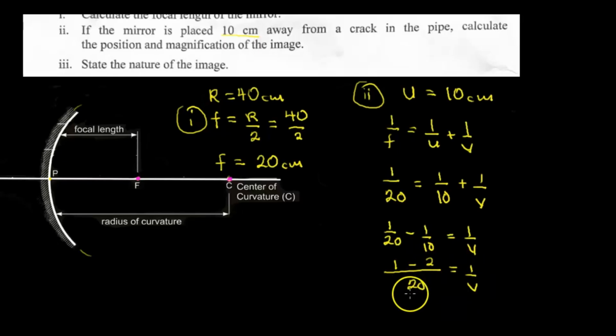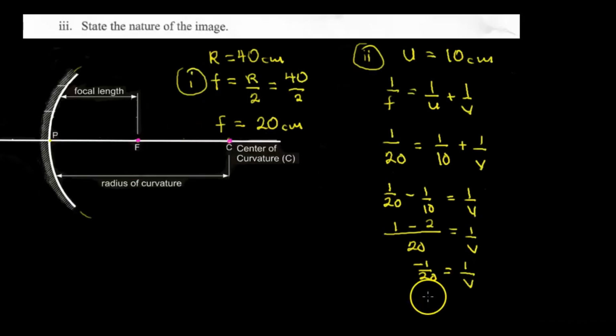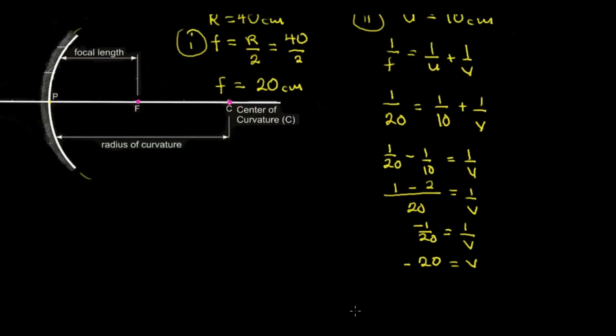When you simplify this, you are going to get negative 1 over 20 equal to 1 over v. Since this is the inverse, if we are looking for v, we have to find the inverse of negative 1 over 20 as well. Therefore, negative 20 over 1 is equal to v over 1. Therefore, I can say from this point that my v, which is the image distance, is equal to negative 20 centimeters.